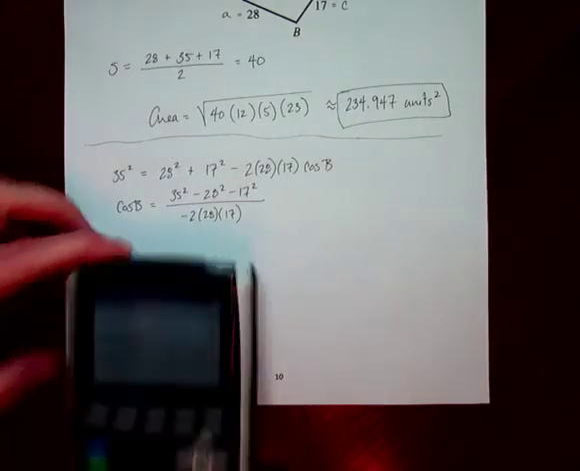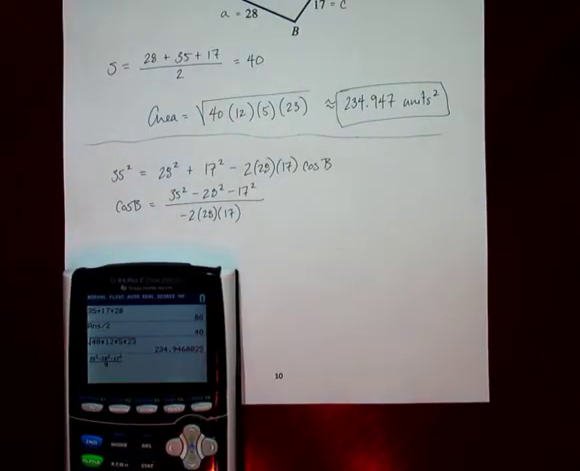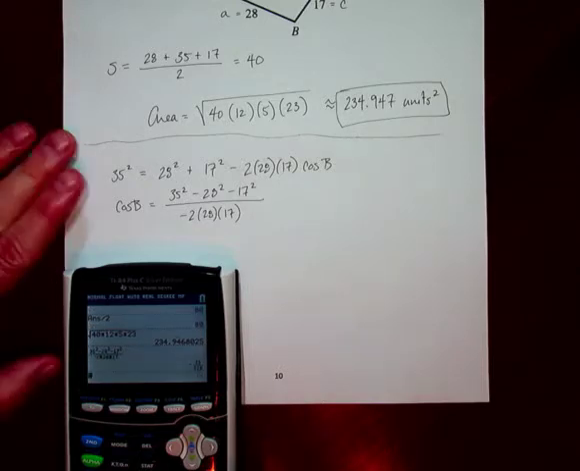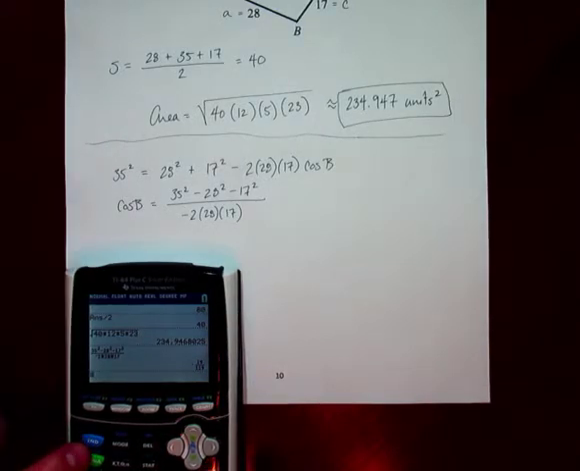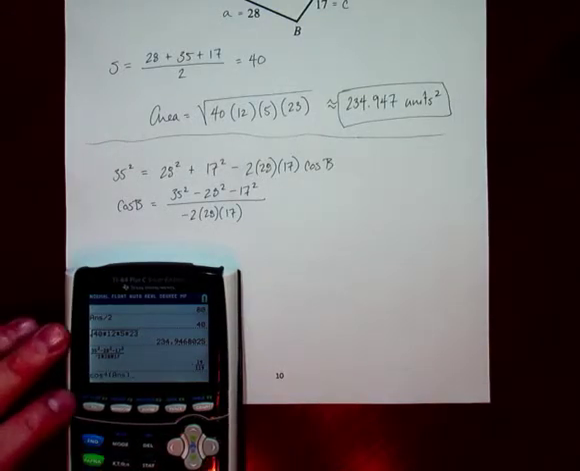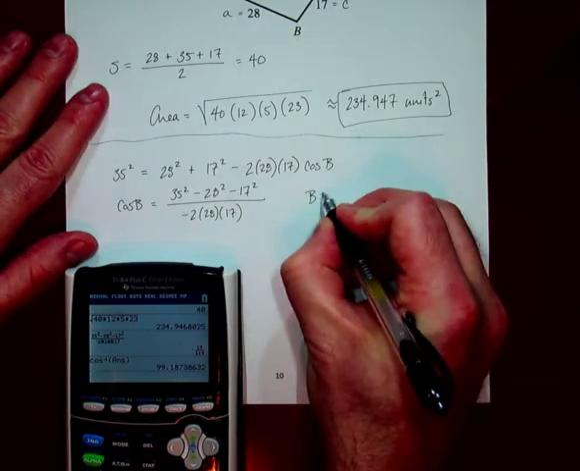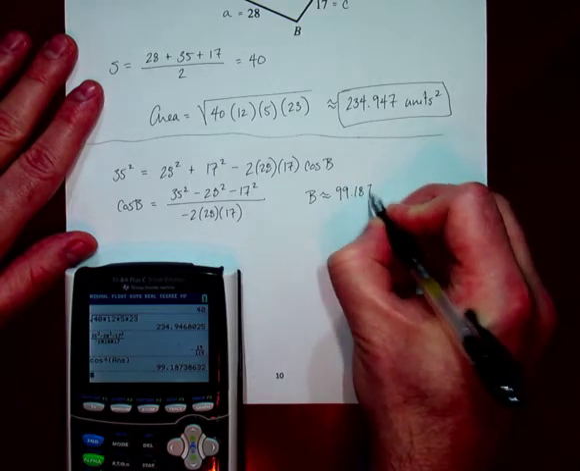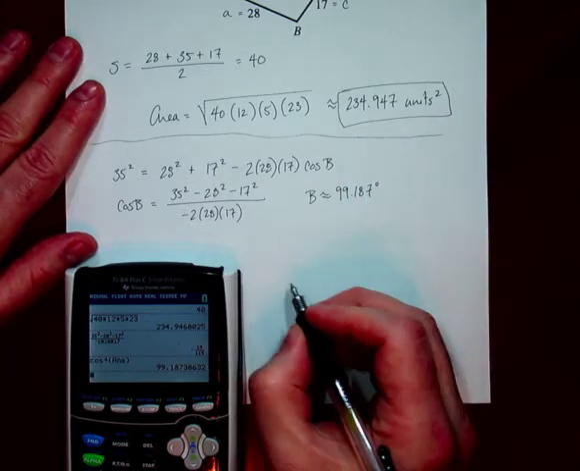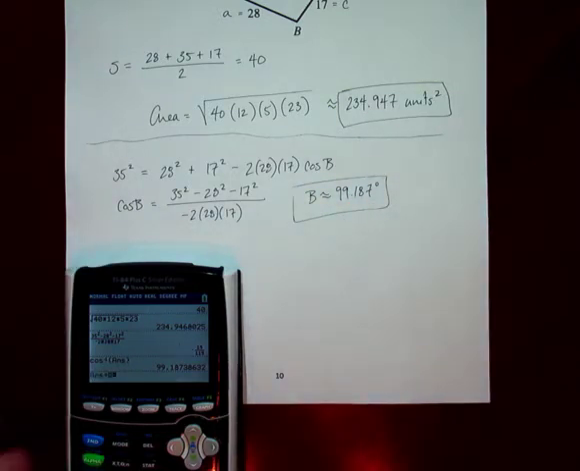Let me double check, make sure I'm getting this correct. Don't want any keystroke errors in there. Negative 2 times 28 times 17, and my ratio is negative 19 over 119. That's ugly. And then we're going to take the inverse cosine of that, and we get our b value at approximately 99.187 degrees.